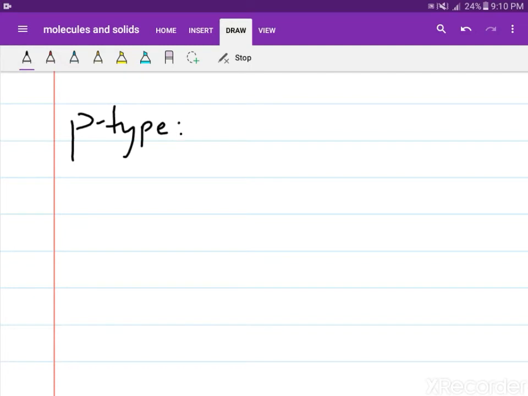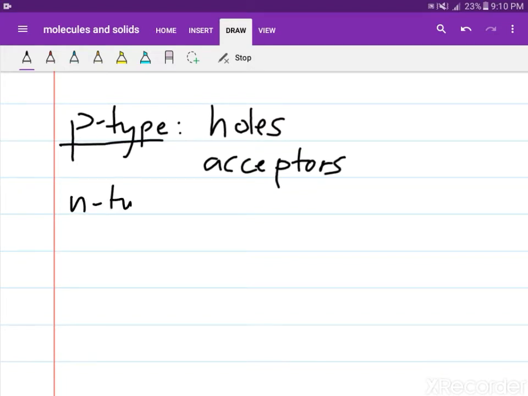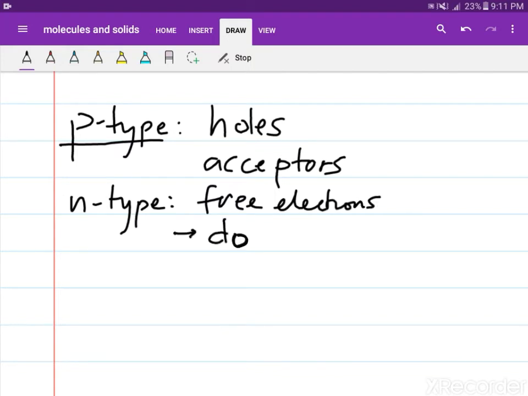So for the P-type, this is characterized by holes from the addition of impurities such as arsenic. So these holes act as acceptors. Meanwhile, in the N-type semiconductor, this is characterized by free electrons, and these free electrons are actually donated, so they are called donors.